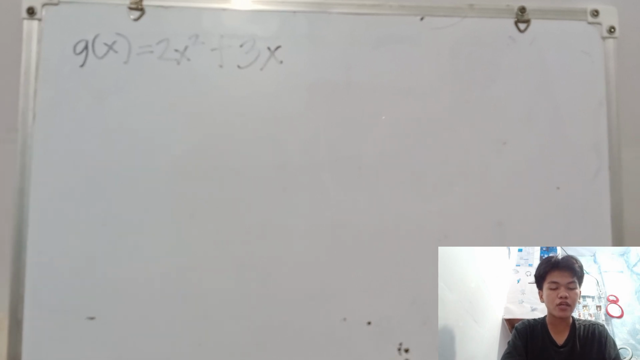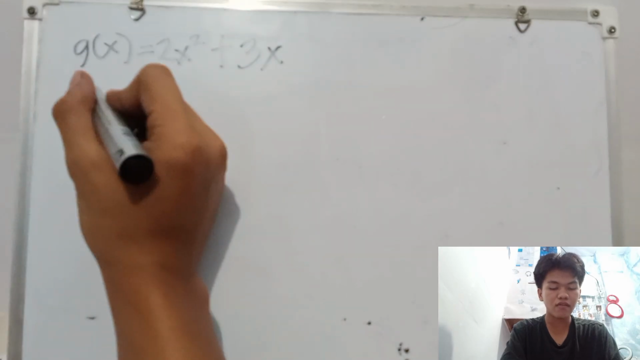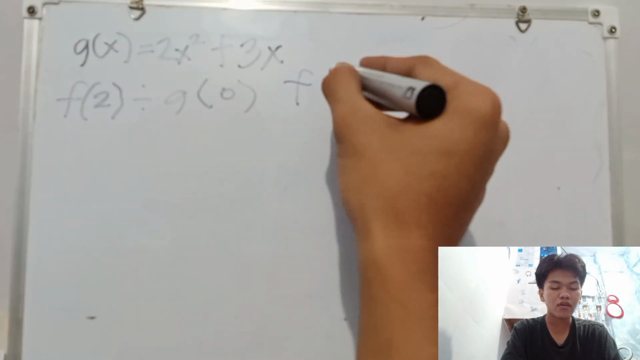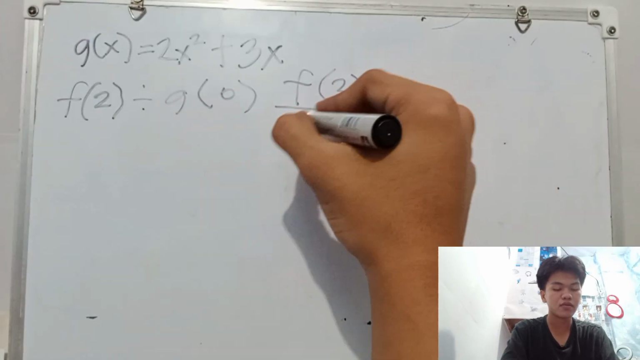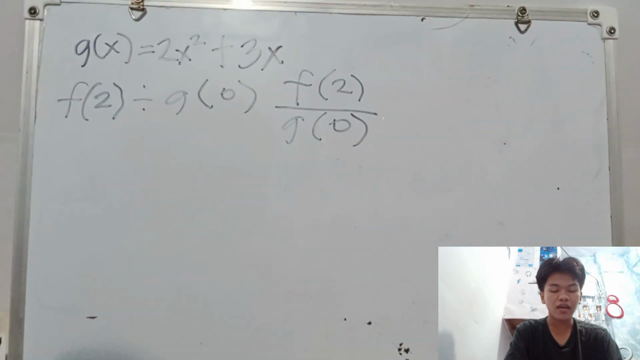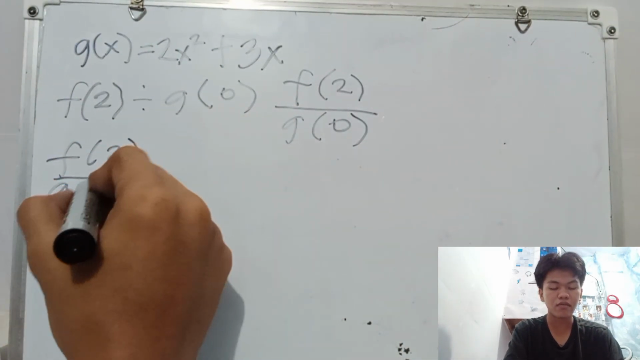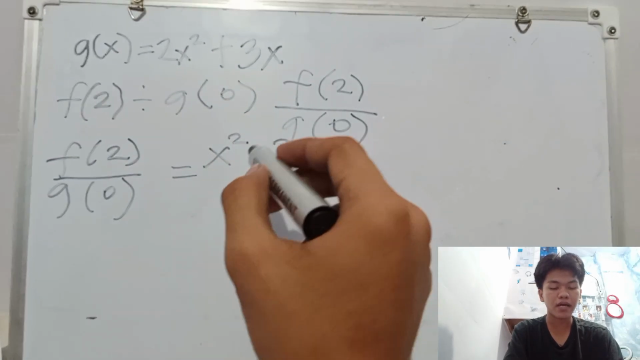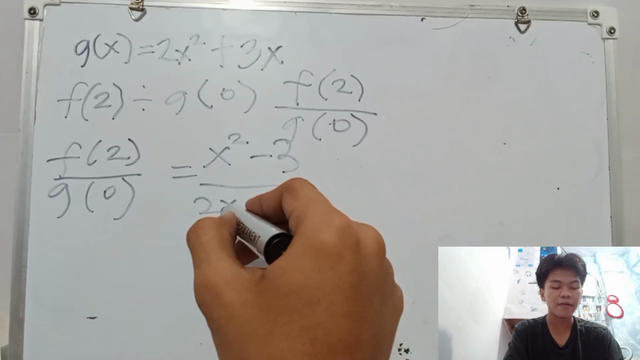So we proceed to the operation on functions on division. So let's try this example. g of x is equal to 2x squared plus 3x. The other form of writing this is f of 2 divided by g of 0, or f of 2 over g of 0. So solution: f of 2 divided by g of 0 is equal to (x squared minus 3) over (2x squared plus 3x). So we have just copied the given.